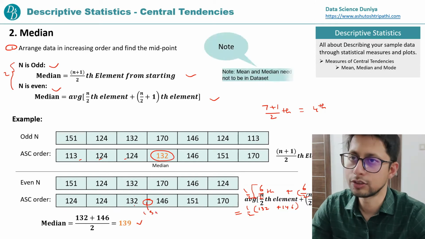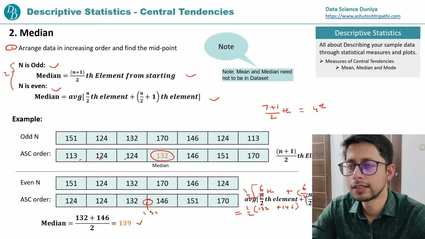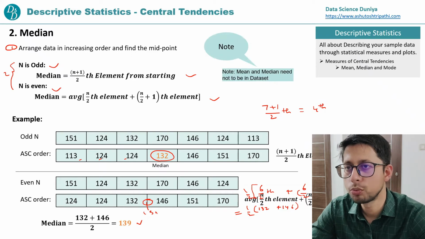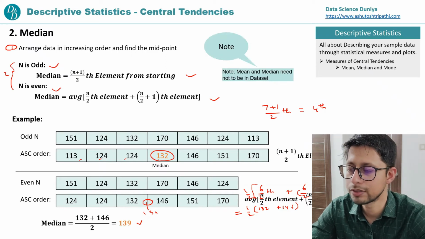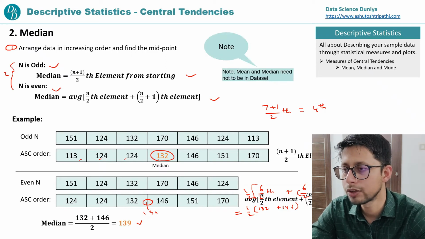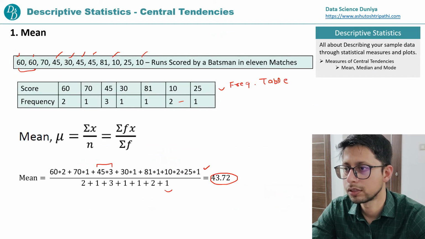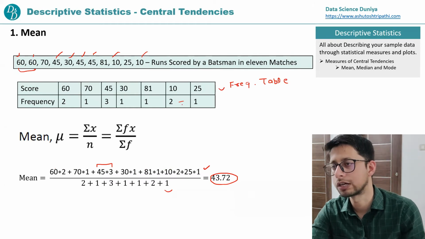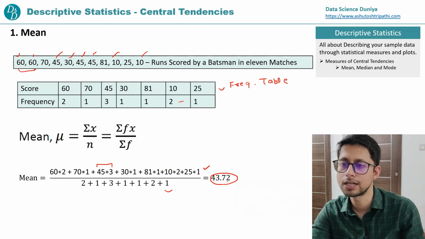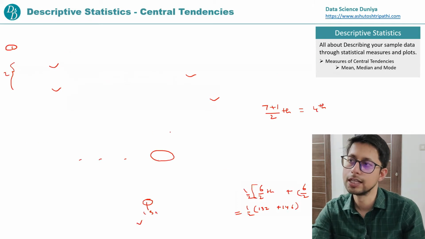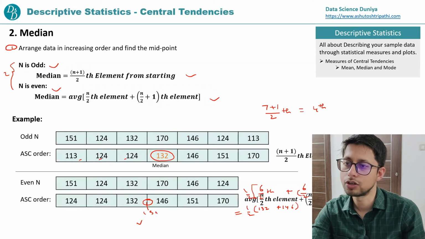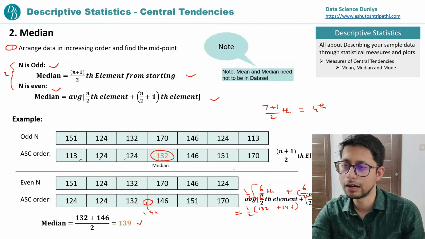So this is fine, guys. One important thing to note here is that mean and median need not be in your data set. In the previous slide when we calculated the mean, it came to 43.72, and you see it is not available in the data set. So it is not always necessary that the mean will be available in your data set. Similarly, it is not necessary that the median will be available in your data set.